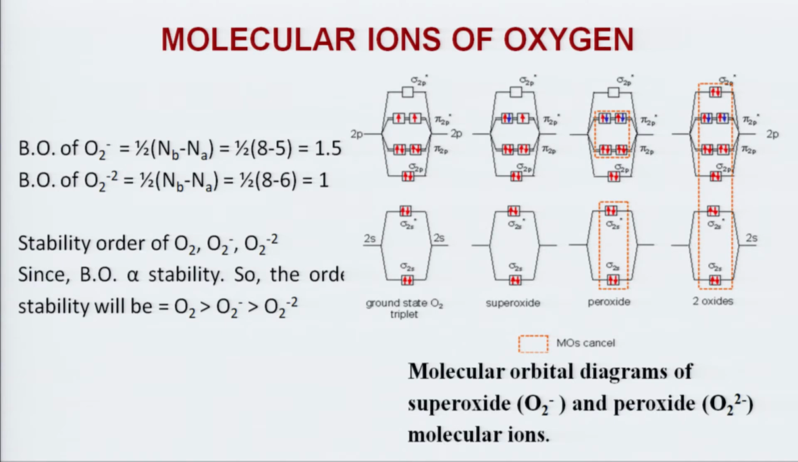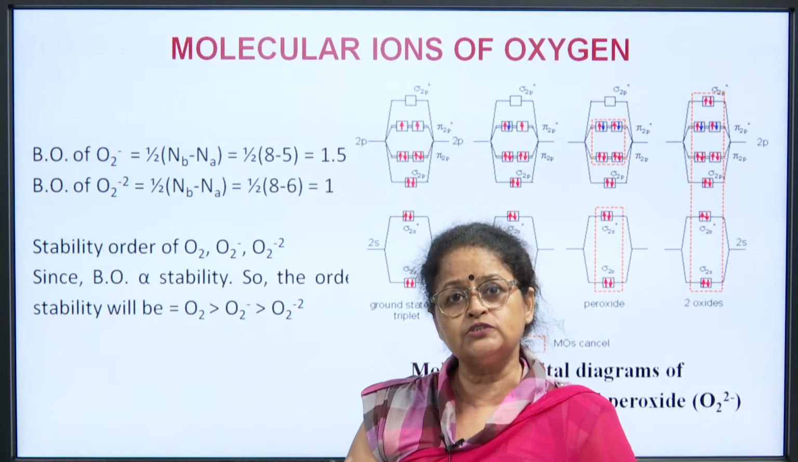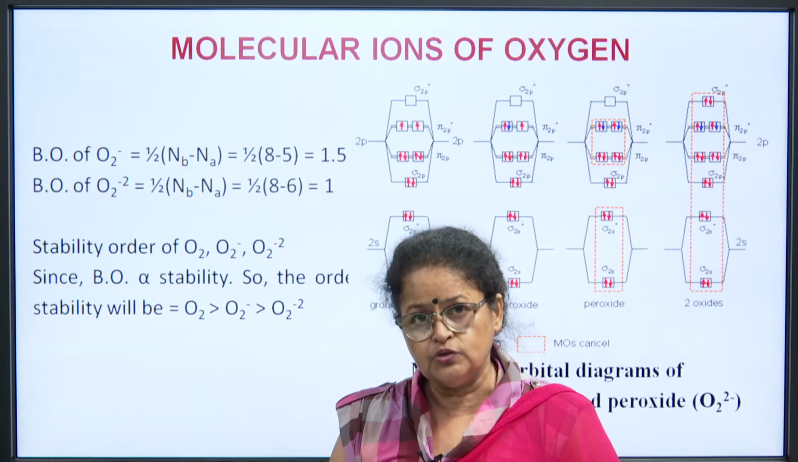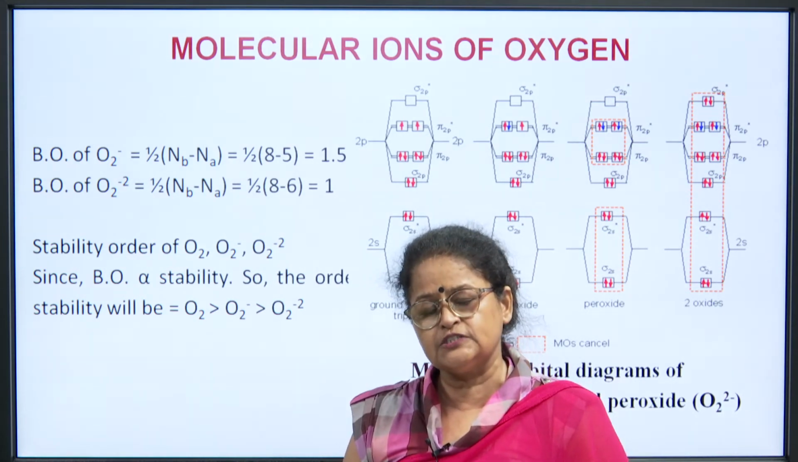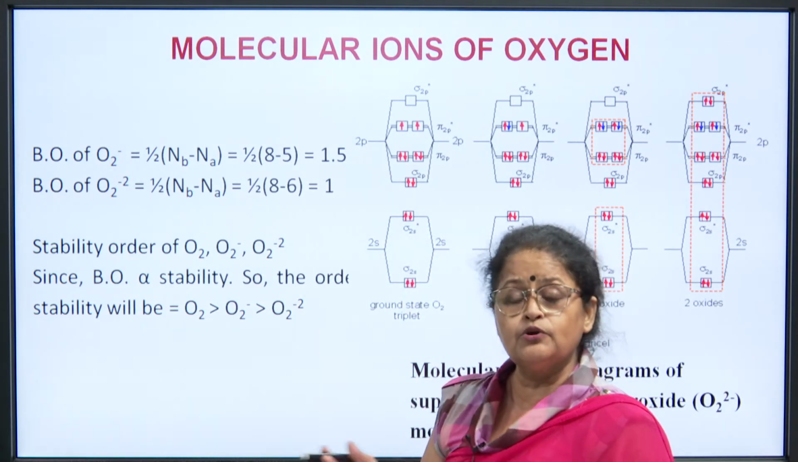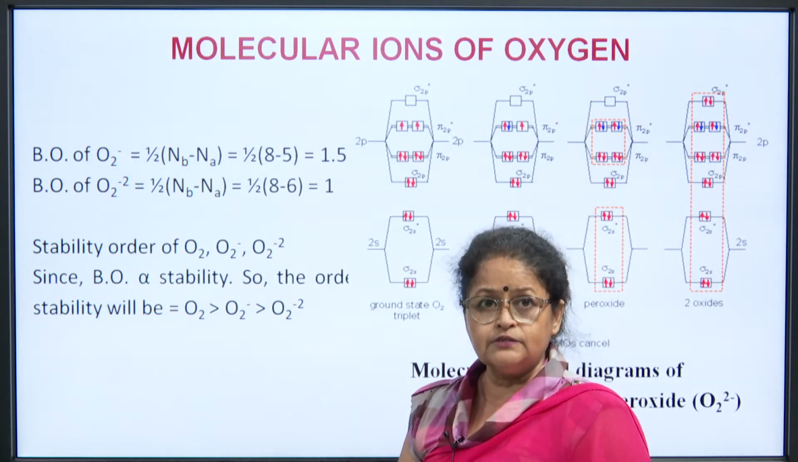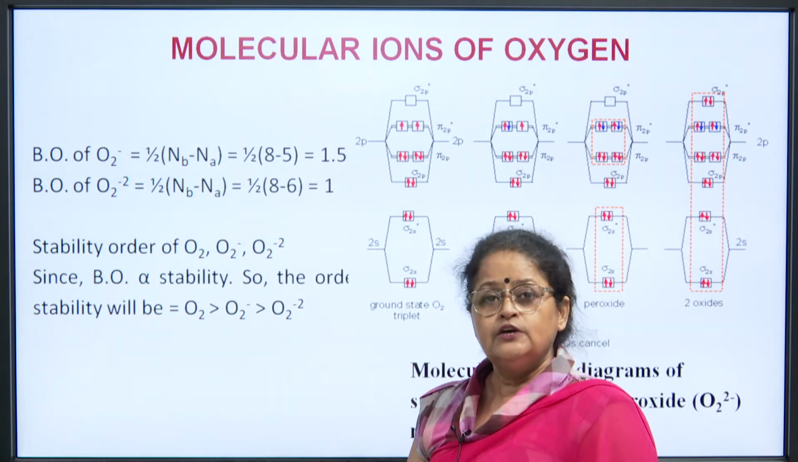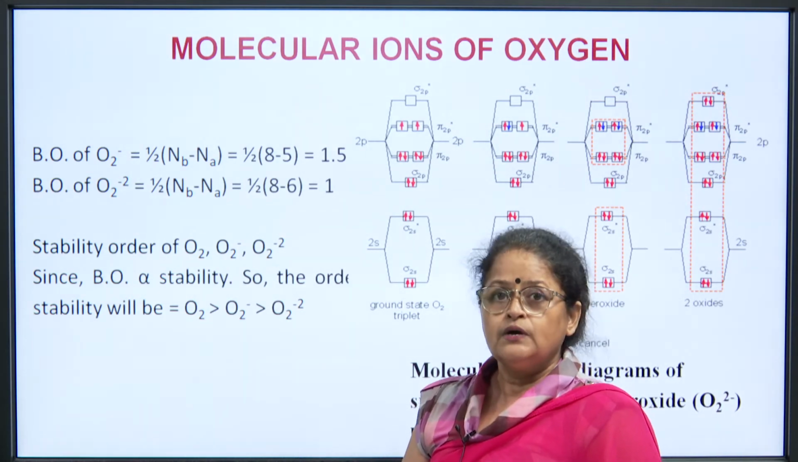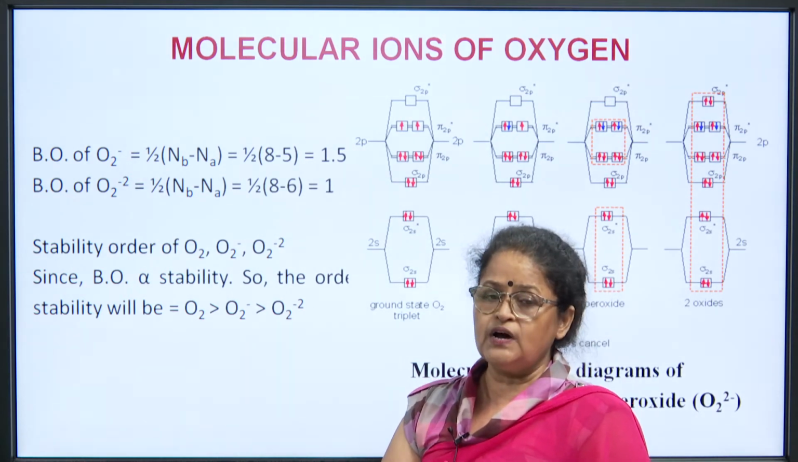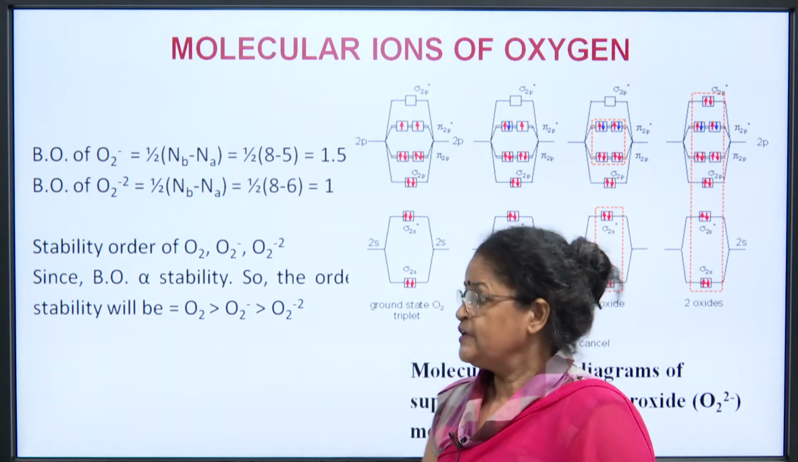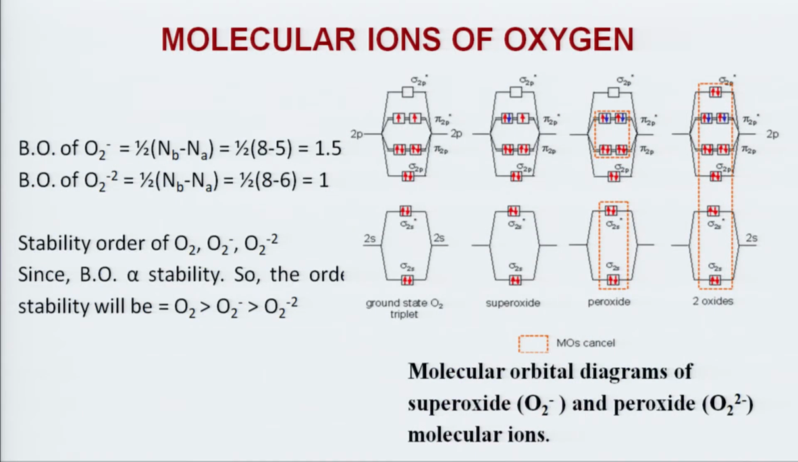So, let us take up the molecular ions of oxygen, just like we took up the molecular ions of nitrogen. A very small question appears on this fact also, in your short questions as well as long questions. You are given a number of molecular ions and you have to compare them with respect to stability, bond strength or bond length. This sort of question is also asked for N2 as well as O2. So, let us look at a few popular molecular ions.